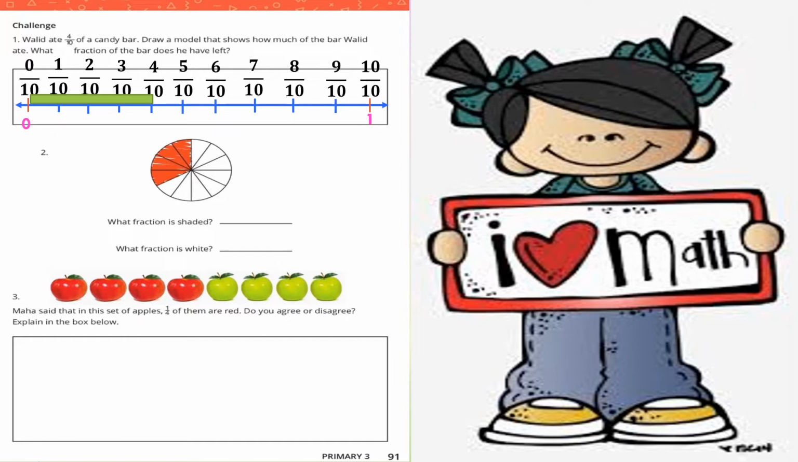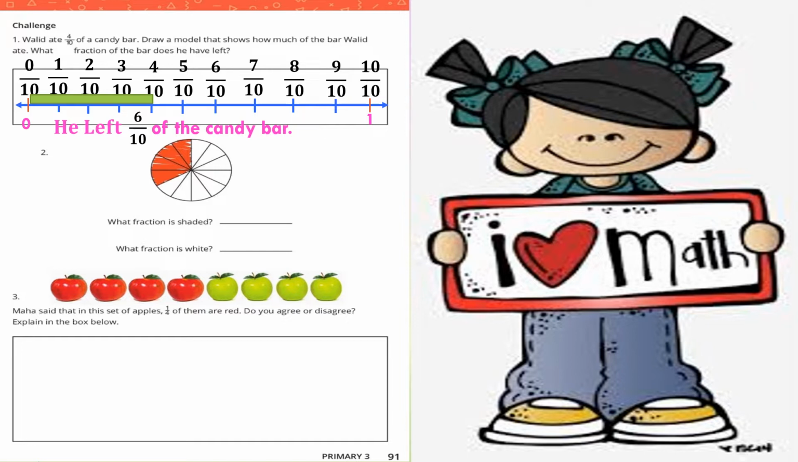So the parts Walid left are 6 parts. But here I want the fraction. The fraction here, how many parts did he leave? He left 6 parts out of the total parts, which are 10. So he left 6 out of 10 of the candy bar.